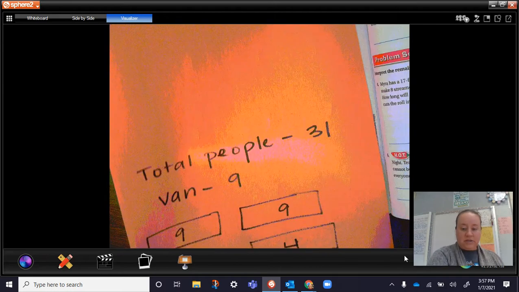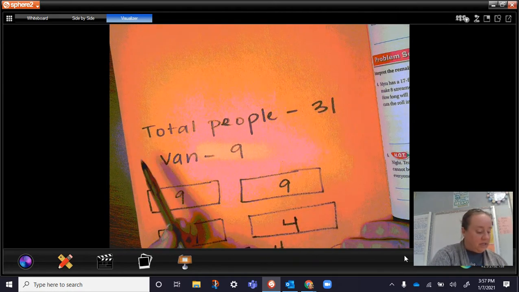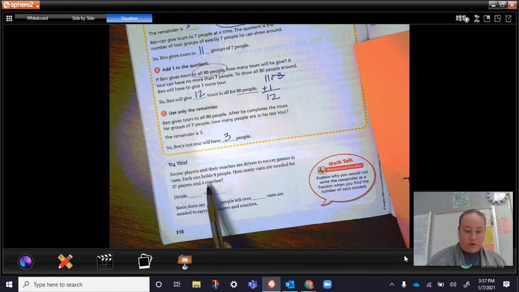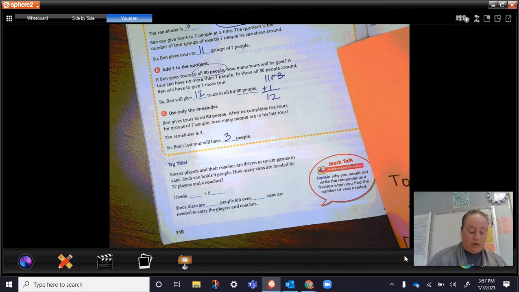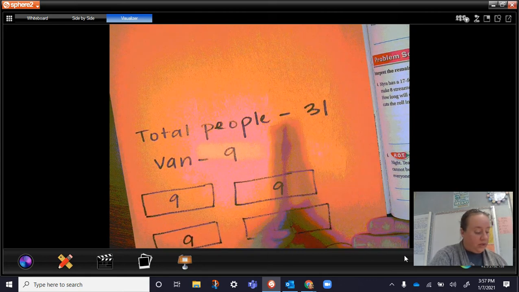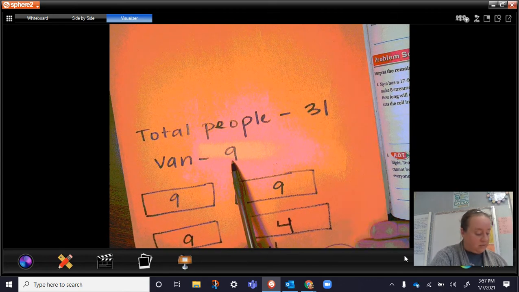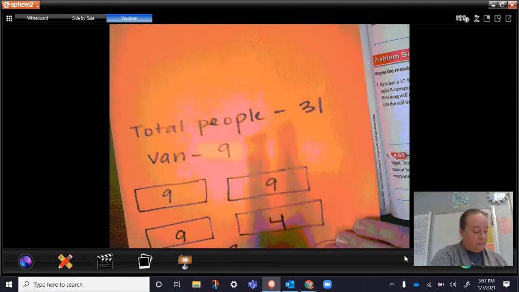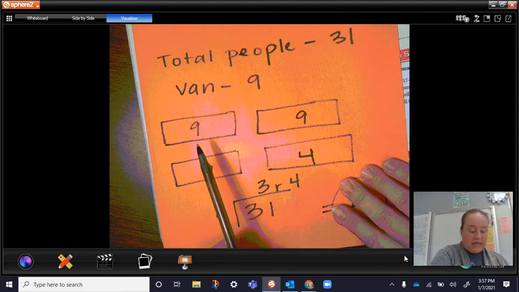Well, the first thing we had to do was figure out how many total people there are. So it was 27 players and 4 coaches. 27 plus 4 gives us a total of 31 people. We know that 9 people can fit into a van. So we've got 31 people. So here's what we came up with.